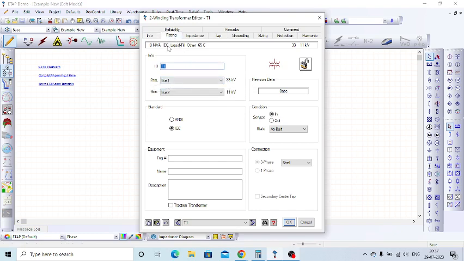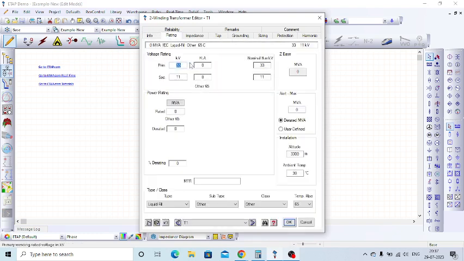Then we have to go to the rating page. In the rating page, the voltage rating will be automatically updated. The second one is the power rating. Here it is in MVA, and by clicking this MVA, we can change the unit. Now it is VA, now it is kVA, now it is MVA. Based on the transformer rating, we have to update it.